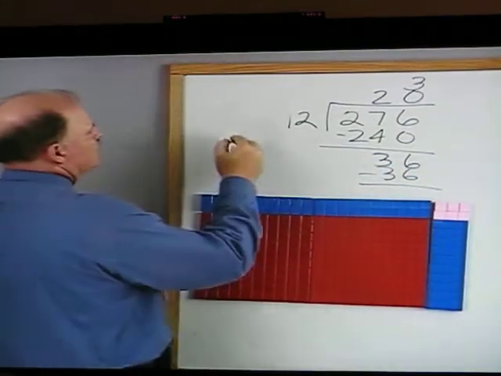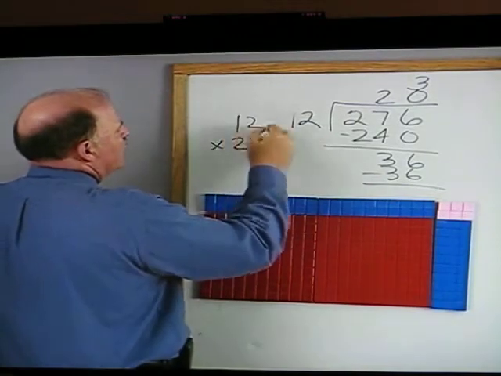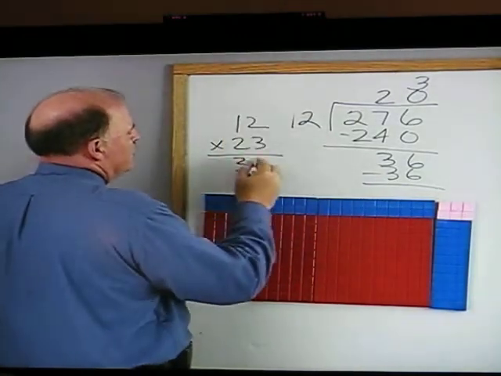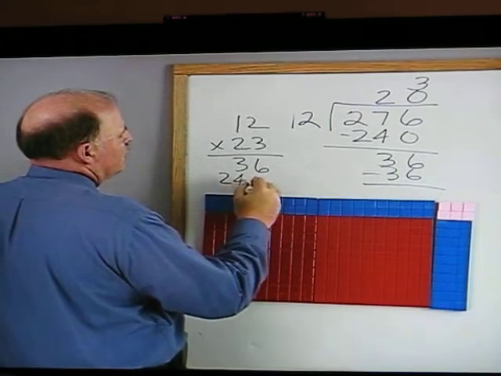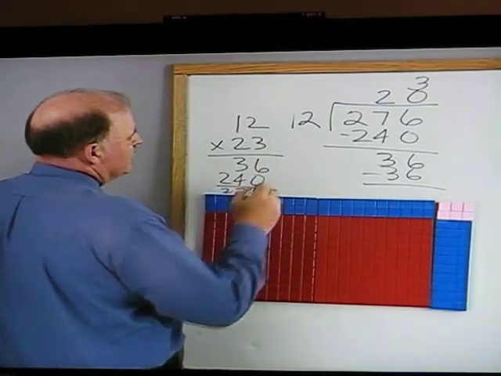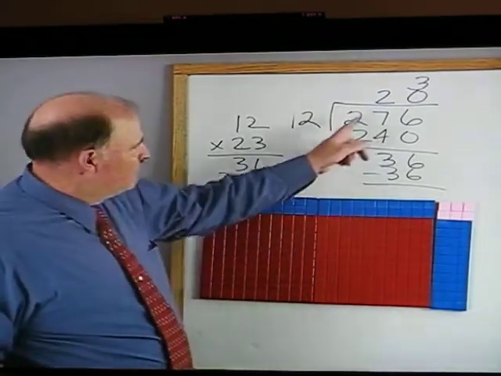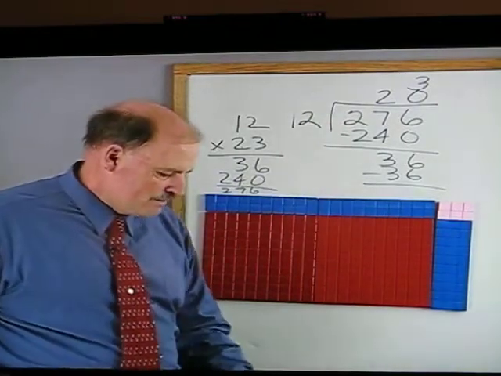Let's check it. 23 times 12. 3 times 12 is 36. 20 times 12 is 240. 276. Right? Okay, that works.